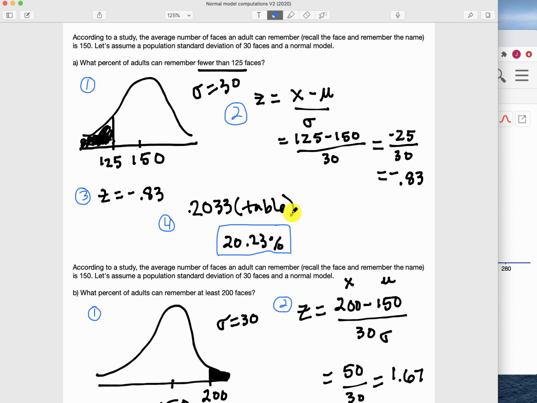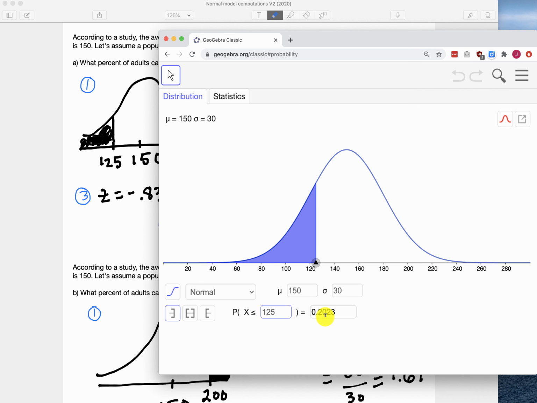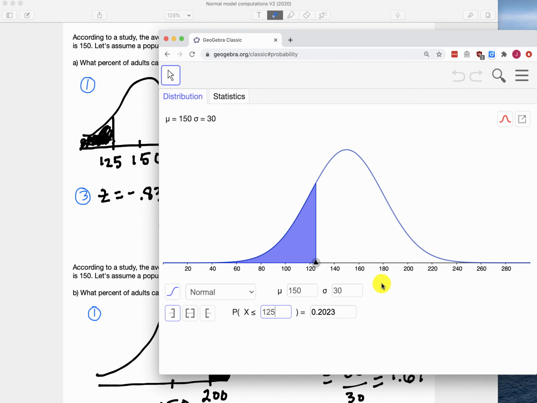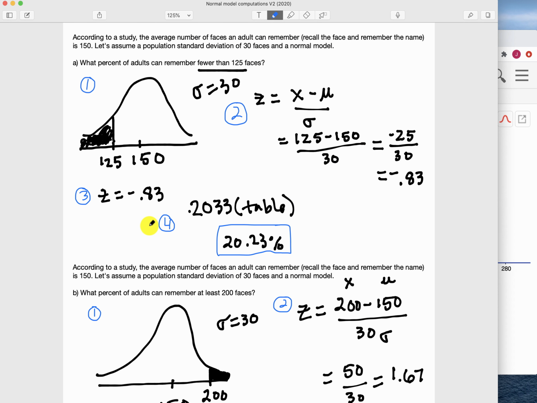So notice that that is a tiny bit different than our answer of 20.23 that I got from GeoGebra, and that's simply because of rounding error. We were able to use the exact z-value, or actually we didn't even compute a z-value. We looked at 125 exactly. We didn't need to do any rounding in GeoGebra, so we got a slightly different answer than we did from the table, but they're not too terribly different. You have the right idea.